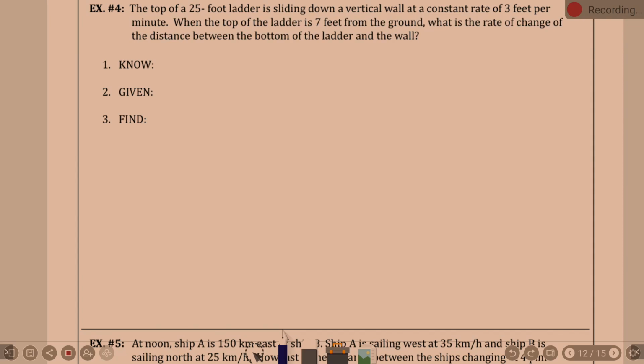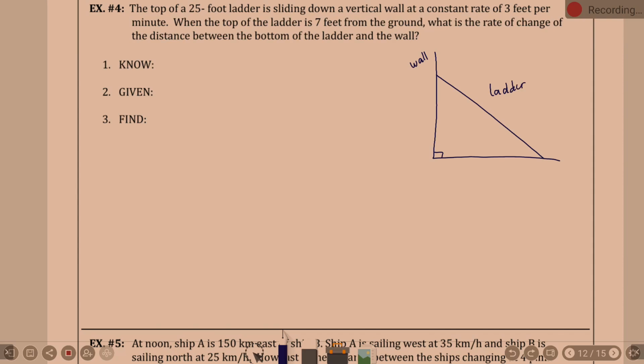So, the top of a 25-foot ladder is sliding down a vertical wall. There's my wall. There's the ground. There's my ladder. What did I just draw? A triangle, specifically a right triangle. So here is my wall, in case you were questioning. Here is my ladder. And obviously, the ground is the ground.